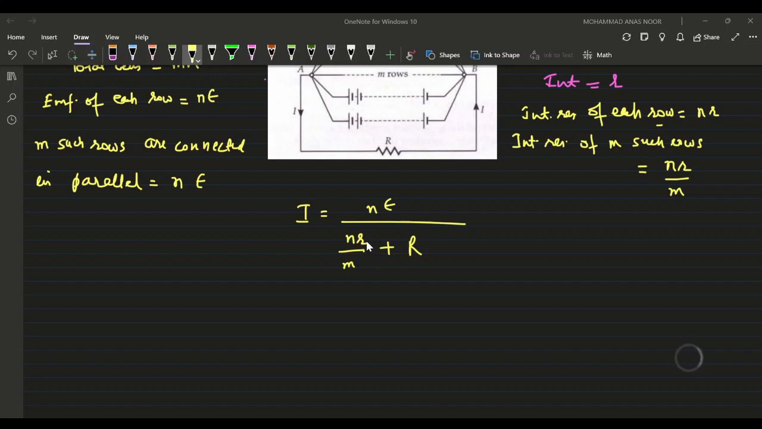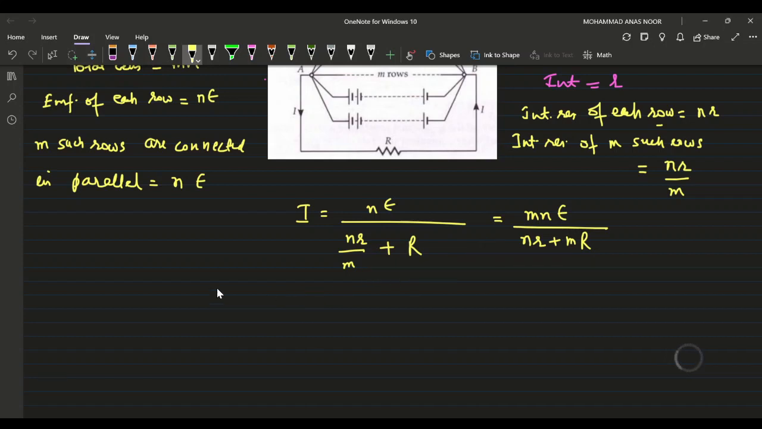Now let us solve it a little bit. When you take the LCM, you will get mE in the numerator divided by nR plus M capital R.